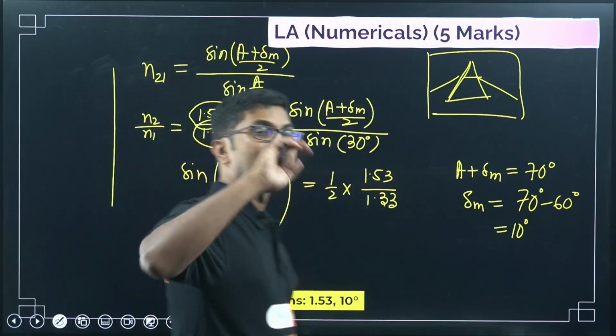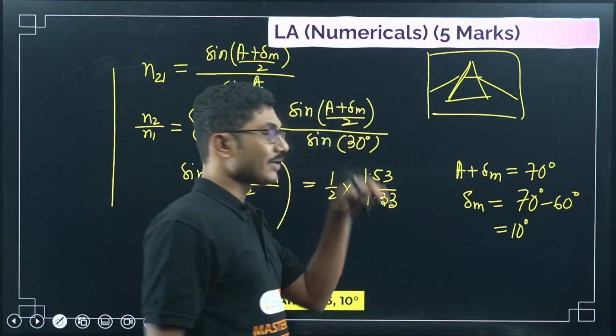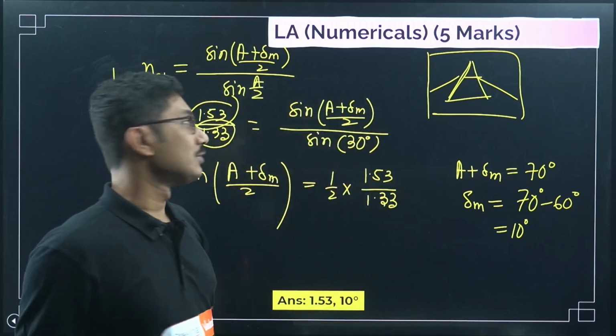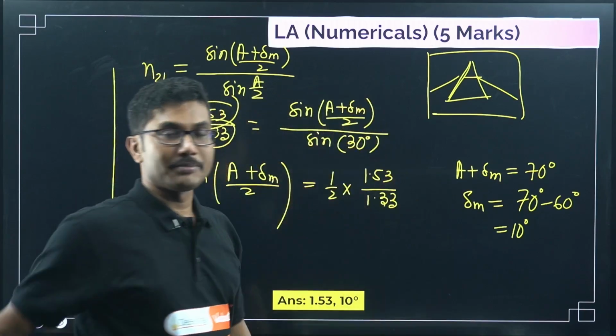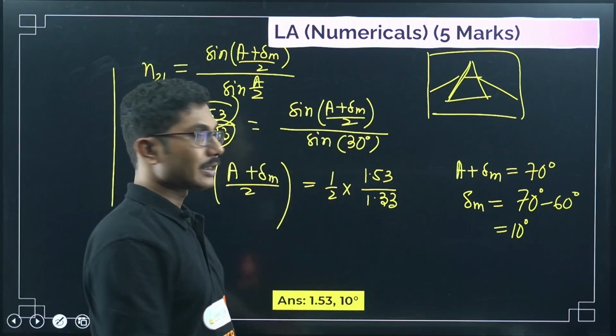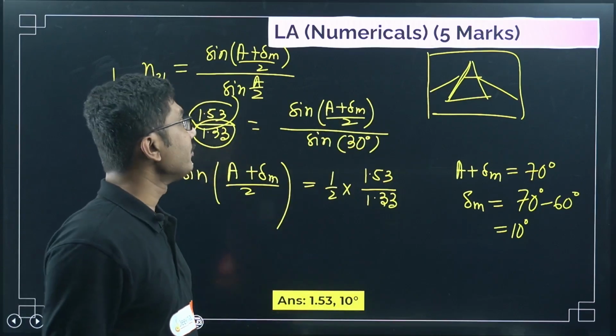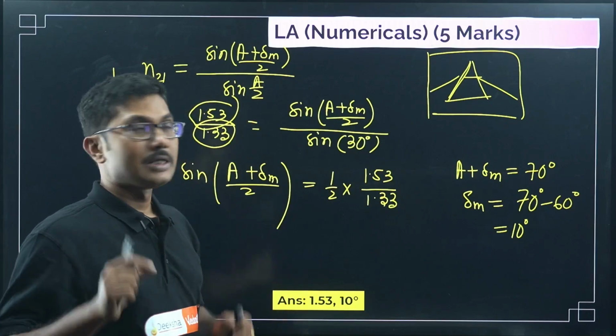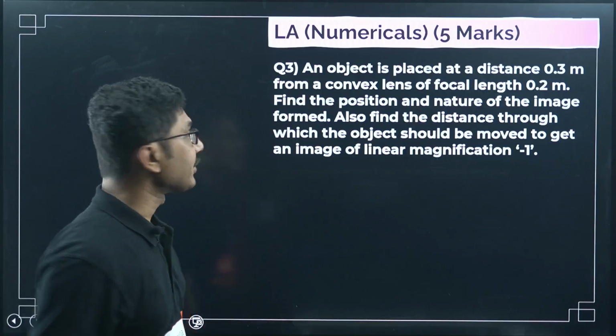In the previous case, delta m was known. In this case, you are trying to find delta m. That is the difference. Do not put 40 degrees here by mistake. These are the cautions that I am going to give you. Be careful while solving such questions. Now let's see this question again.